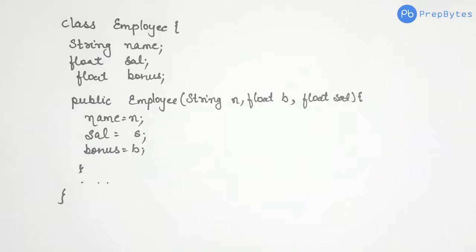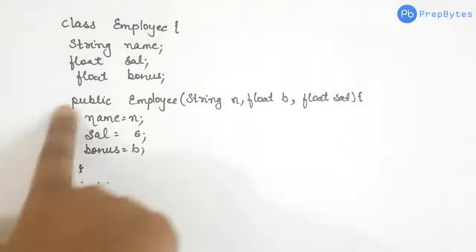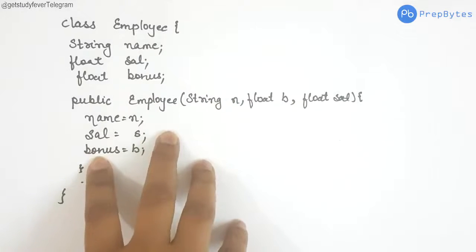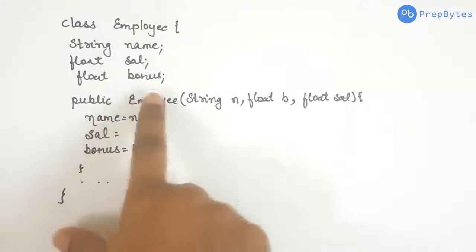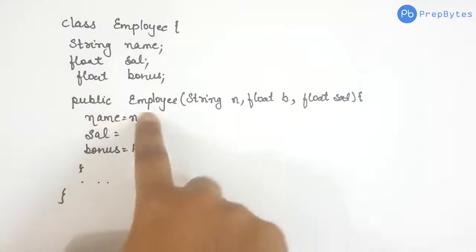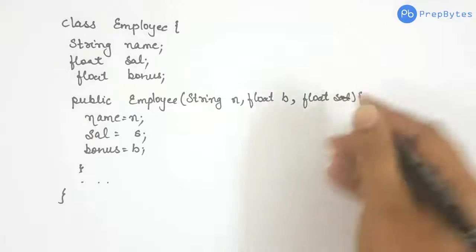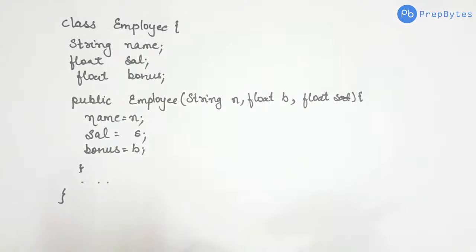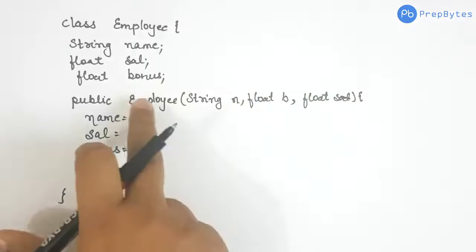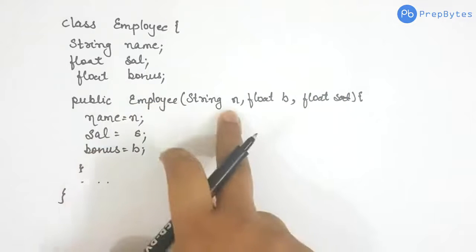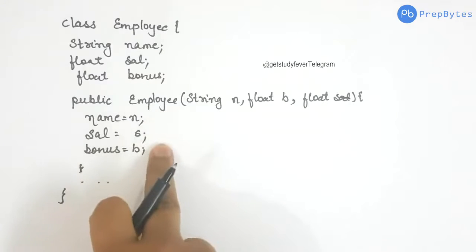So first, let us see various things about constructor. So the constructor, this is our constructor. What we are doing in constructor, we are initializing these particular variables. As you can see, we are initializing name with N, salary with S, and bonus with B. Okay, so as you can see, this is looking just like a function. This function has a name, it has a set of parameters, and we are performing our function here.